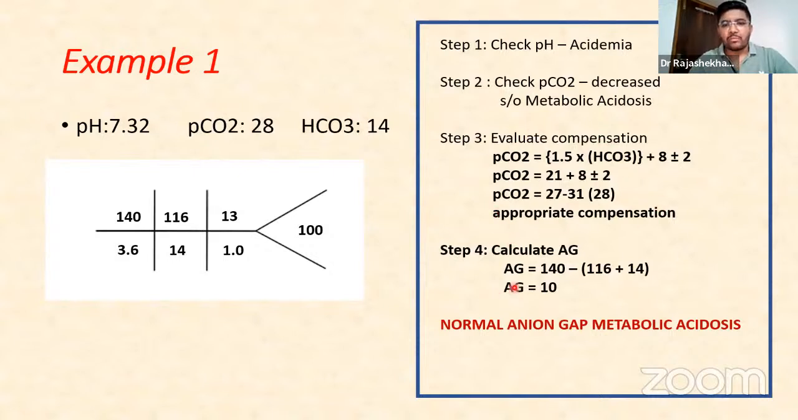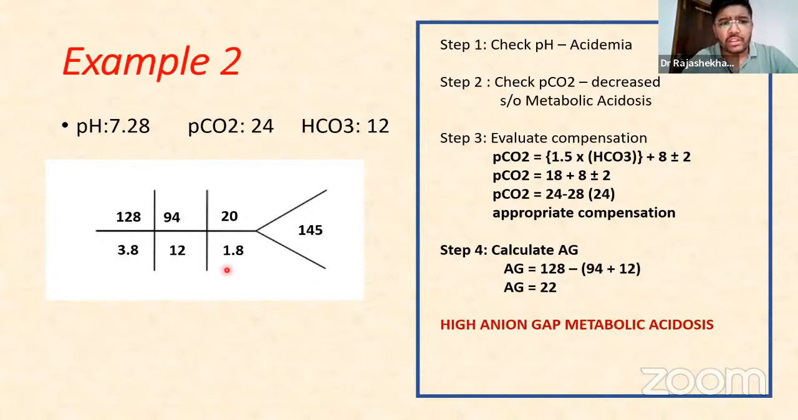Then calculate the anion gap. Anion gap is sodium minus chloride plus bicarbonate. So it is 10. We know that the normal anion gap is 12 plus or minus 2. So the anion gap is also normal. So my final diagnosis in this particular patient is normal anion gap metabolic acidosis.